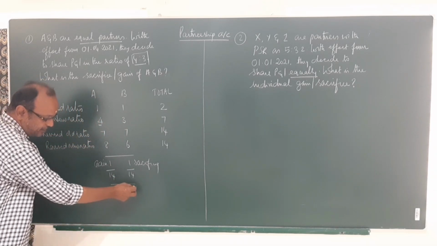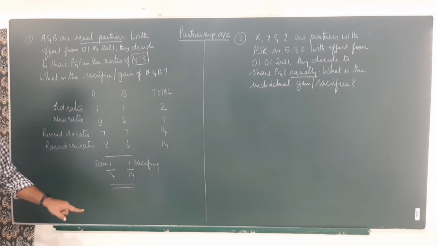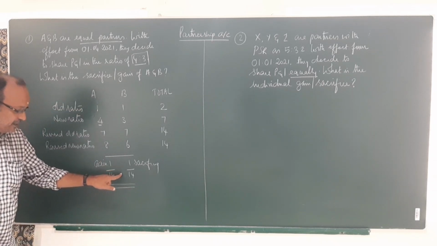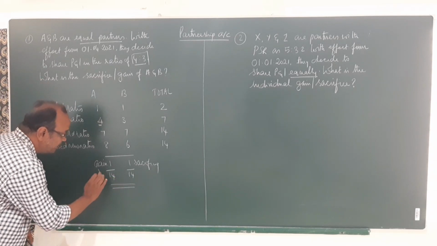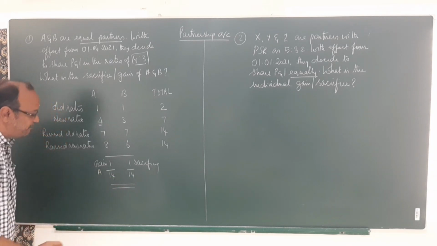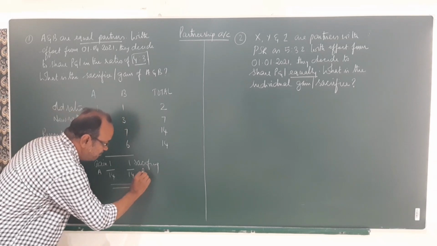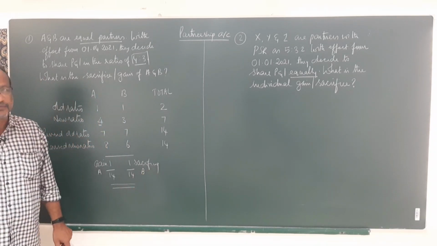So dear students, only at the end while giving the answer, we are giving it in fractions. Gain of A is 1 by 14 and sacrifice of B is 1 by 14.